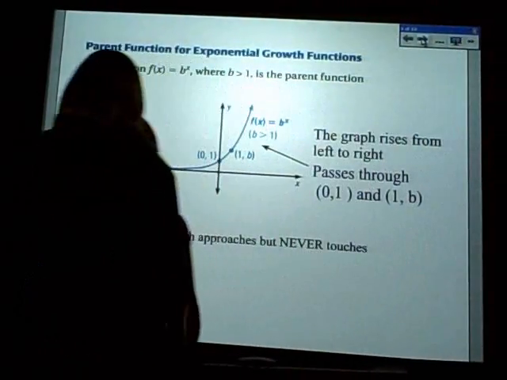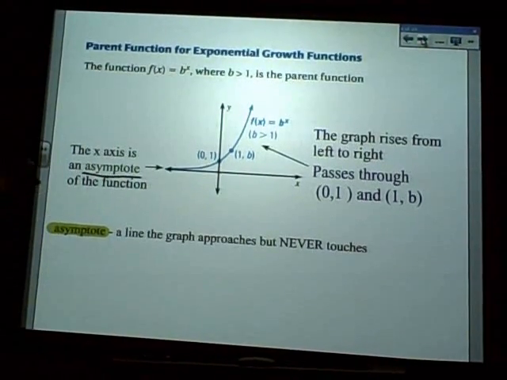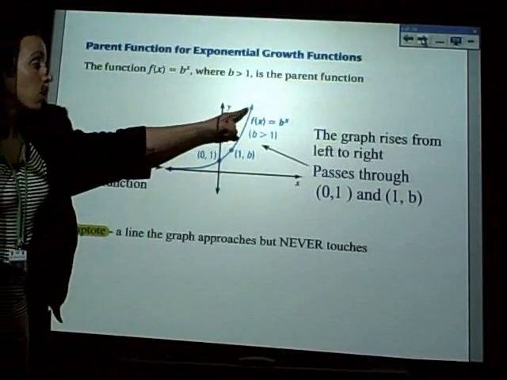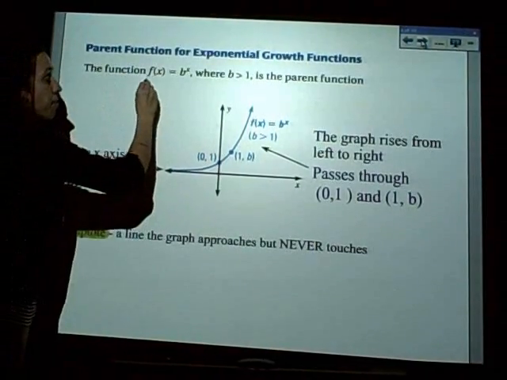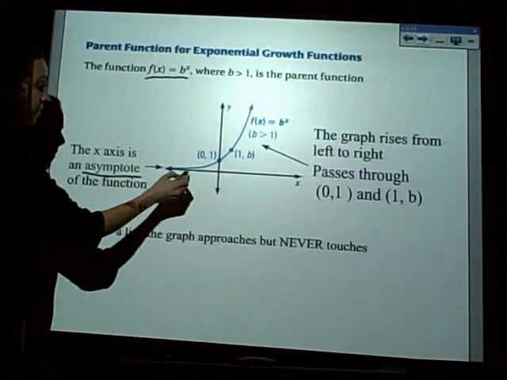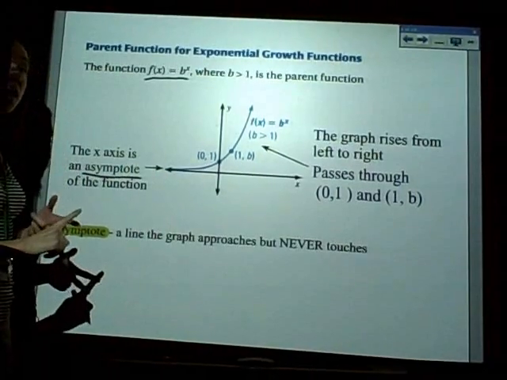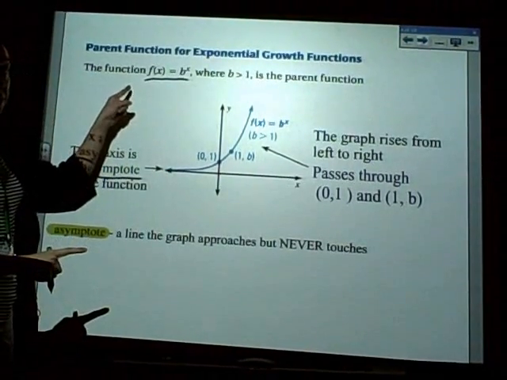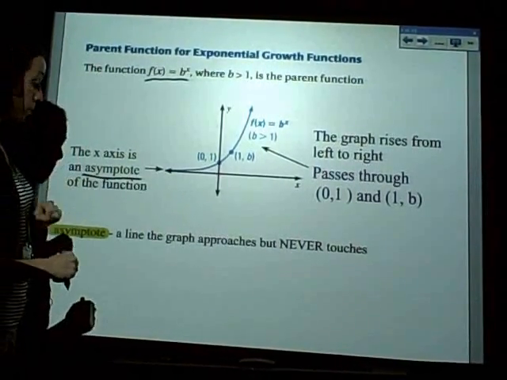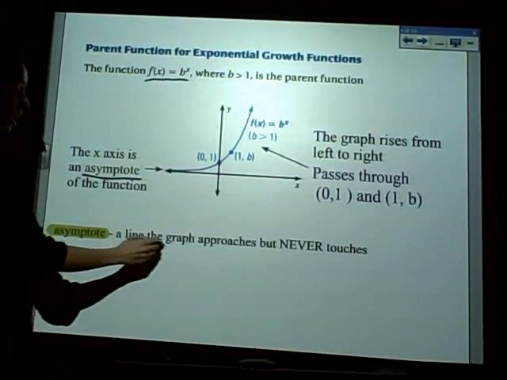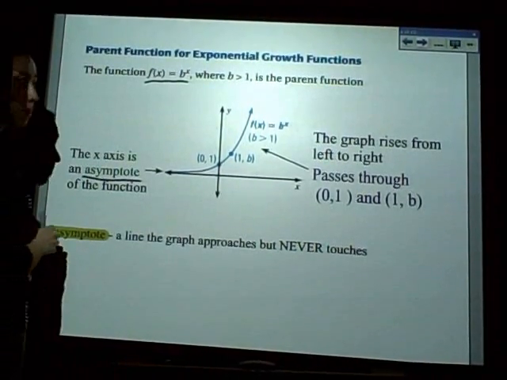New word that we're dealing with here today is the word asymptote. An asymptote is a line on a graph that your function will get closer and closer and closer to but never touch. For the parent function of f of x equals b to the x power, you have an asymptote at the x-axis. It's going to get closer and closer, but it's never going to touch or cross the x-axis. For these types of functions, you will always have an asymptote. It might move a little bit, but you will have an asymptote. Okay, and here's the definition down here: a line the graph approaches but never touches. You might want to write that down in your notes. That will come up later.